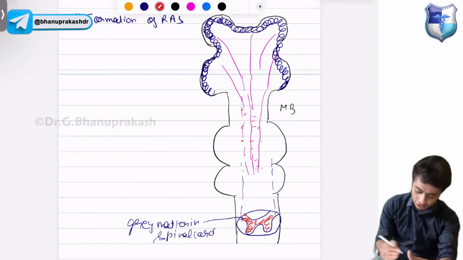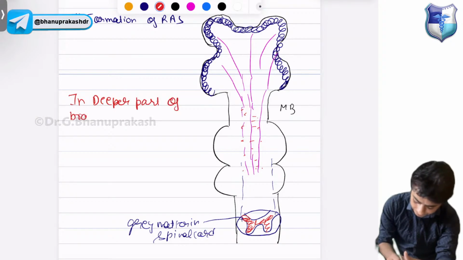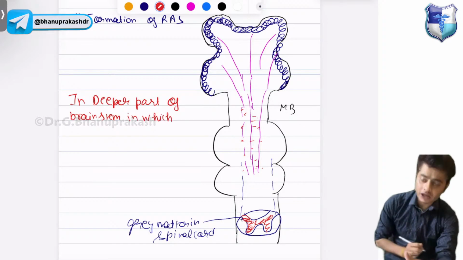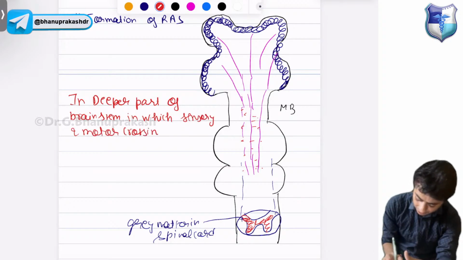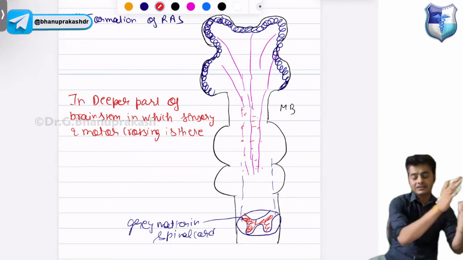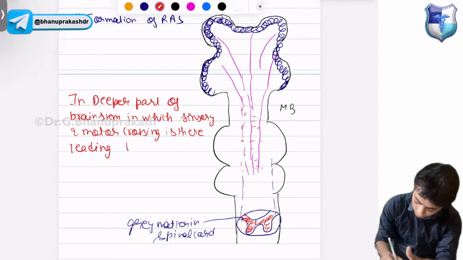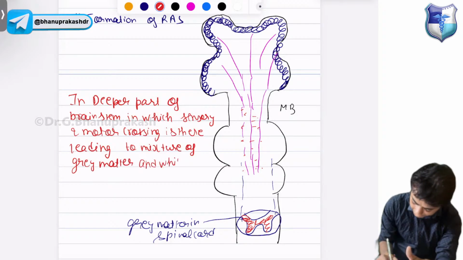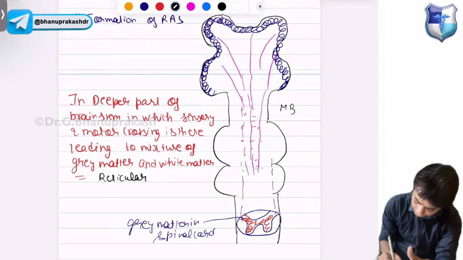Just, any doubt, tell me. So in the deeper part of the brain stem, sensory and motor crossing is there, because we all know that sensory fibers also decussate and motor fibers also decussate. It leads to a mixture of gray matter and white matter. This is known as your reticular system.